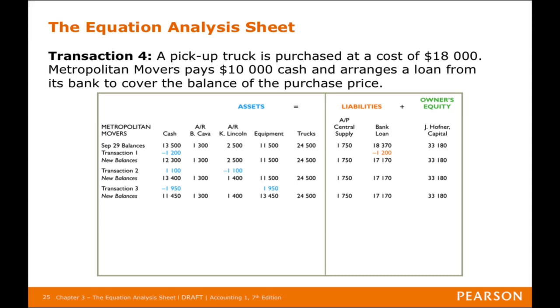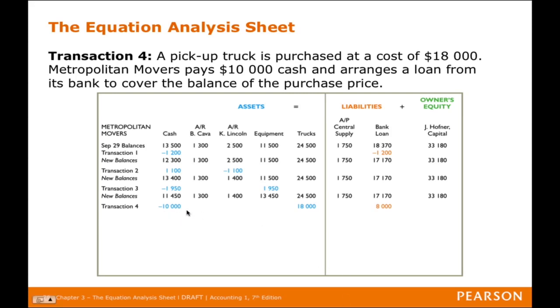So first off, we need to record any changes. We're paying $10,000 cash, so our cash asset decreases by $10,000. We're getting a pickup truck of $18,000, so our truck asset increases by $18,000. And we have arranged to increase our bank loan to cover the balance of the purchase price of the truck, and that balance is $8,000. You'll see here that any changes based on each transaction have a way of canceling themselves out on both sides of the fundamental accounting equation.